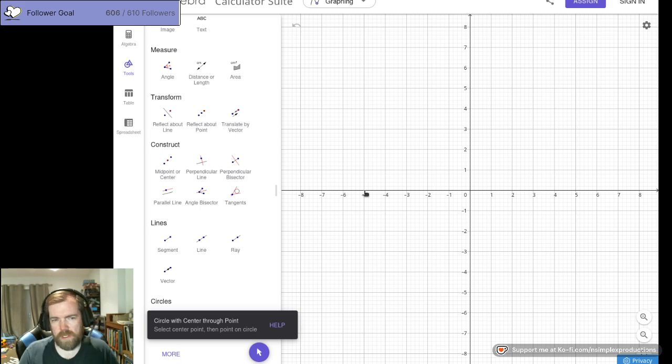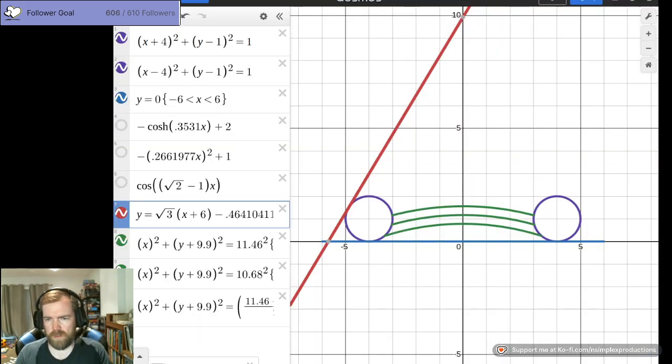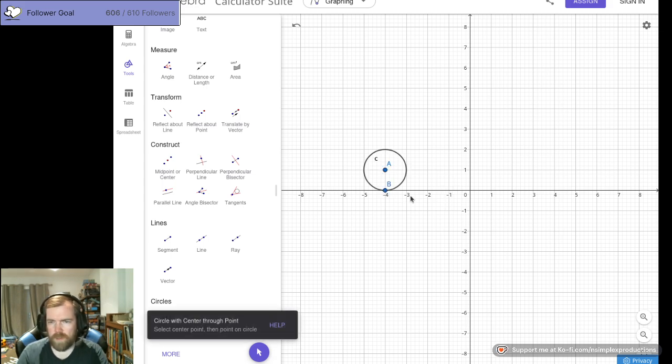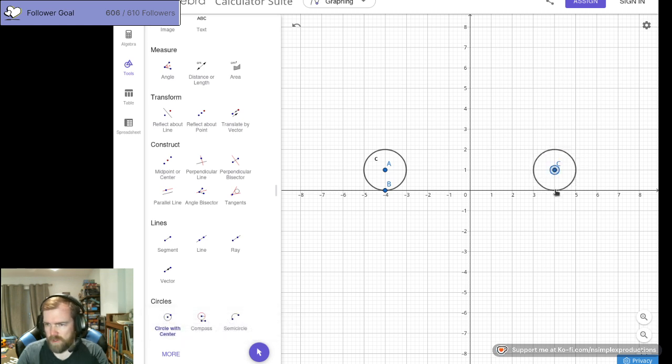Again, in this case, what did I do? -4, comma 1. Nope. Ah, there we go. Yep. Okay, so we line up these points. Again, circle with center. Again, -4, 1, and then stretch out to -4, 0.